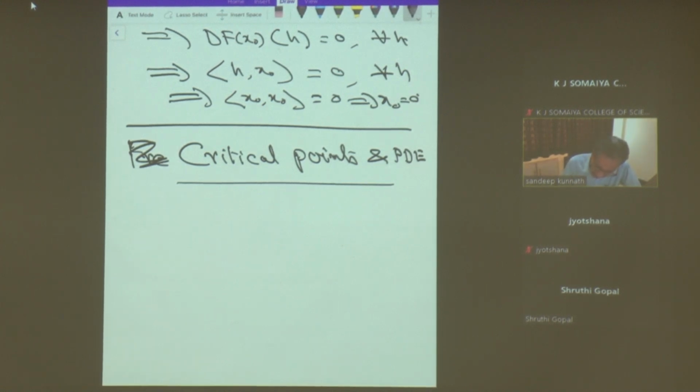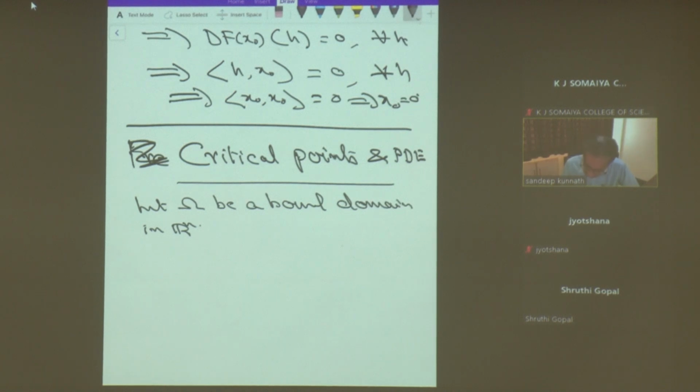Again, I'm going to start with: let omega be a bounded domain in Rn. It's a very nice domain. If you have any difficulty in assuming what it is, just take it as a ball in Rn. And consider the problem. Consider the PDE.